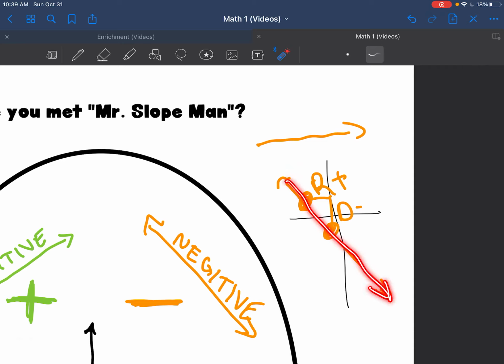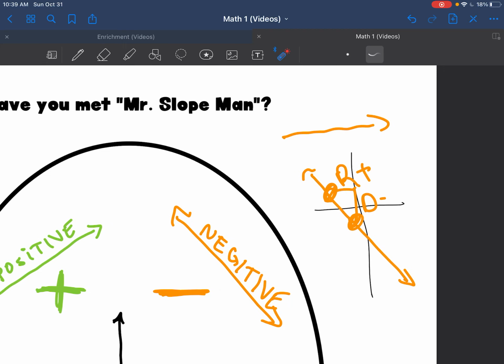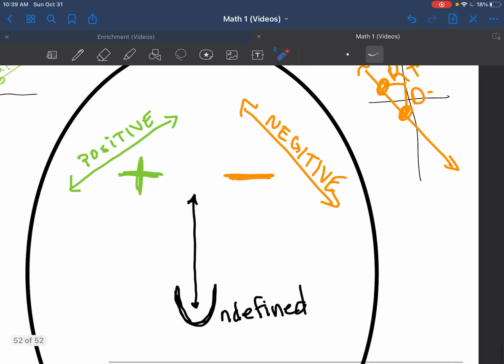On the other side, right? If we go in this direction and we figure out our points, because our graph we read from left to right, well, we go right and down, and a positive and a negative make a negative. So that means any graphs that we see going in this direction are negative slopes, right? These are describing the slope types that we see. That's what Mr. Slope Man's for.